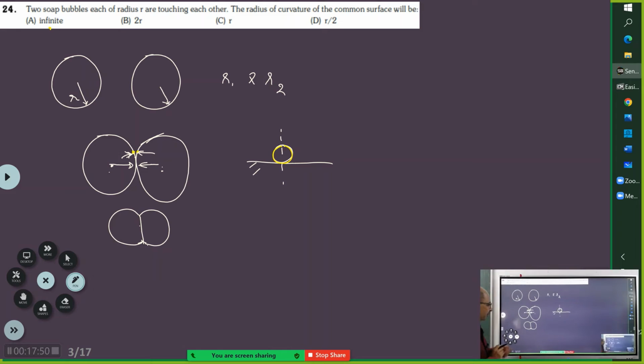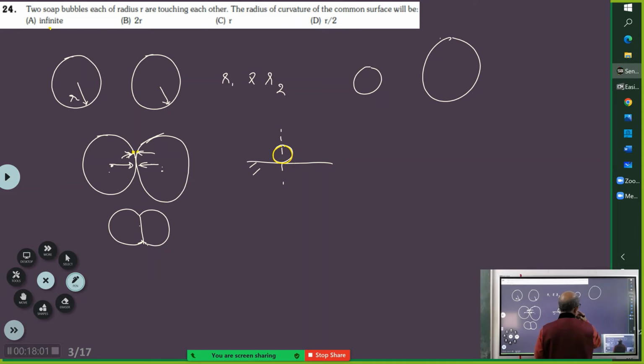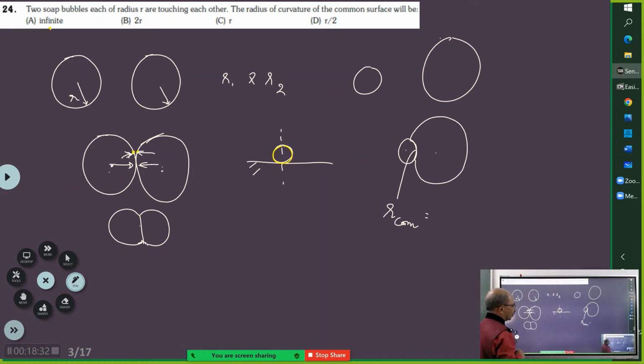Then what would have happened if they came closer? That is, one bubble is small, another bubble is big, and if they had come closer, then you would be having a surface like this. This is what happens because the pressure is more here and less here. Now the question is, what is the radius of curvature of the common circle? We'll find the difference of pressure between the bubbles and equate it to the surface tension by the radius of curvature of the circle. Then what will you get? What will be the radius of curvature of the common one?